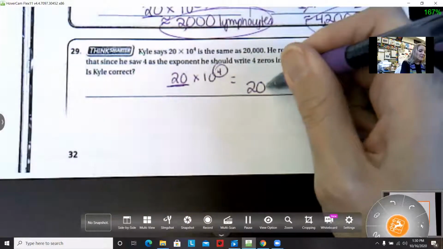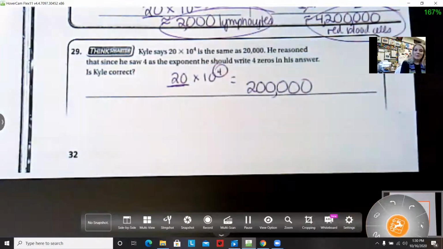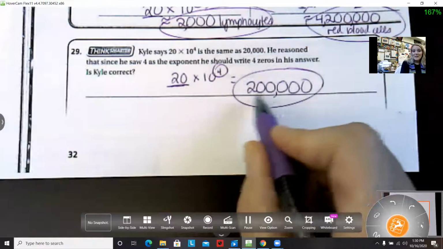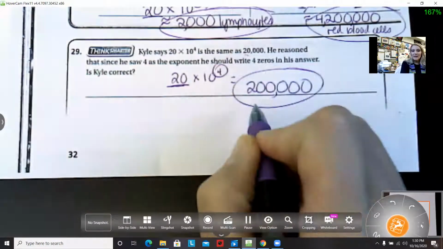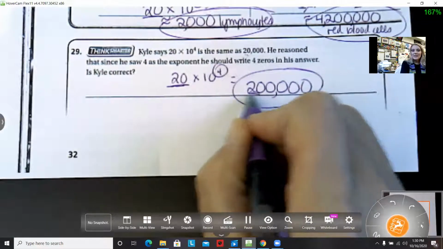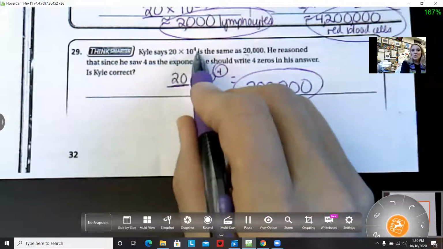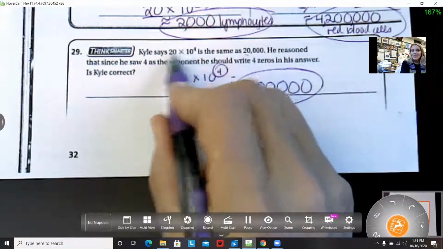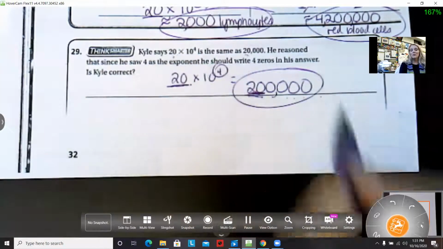So now let's add 4 zeros. 1, 2, 3, 4. Go back and put our comma. So what did Kyle do? Here's the answer. It's 200,000, and he only put 20,000. He forgot that extra zero in his number 20. He just put down the number 2 with those 4 zeros. A 2 with 4 zeros. But 20 is here, so we need to put the 20 first and then add the 4 zeros.